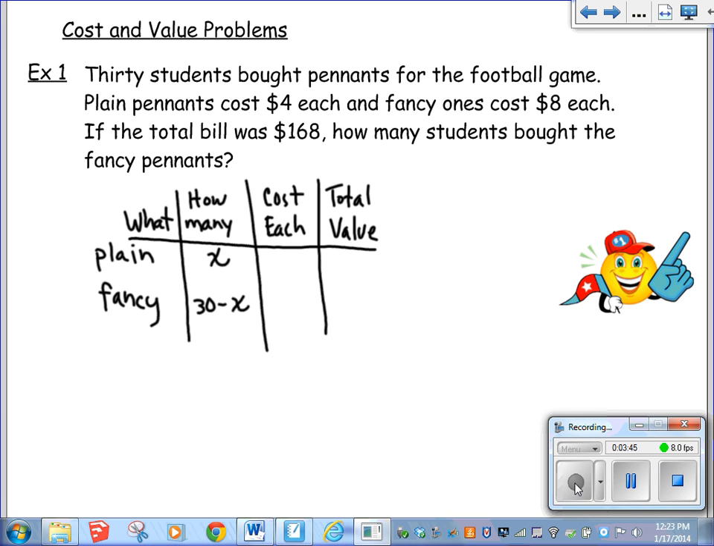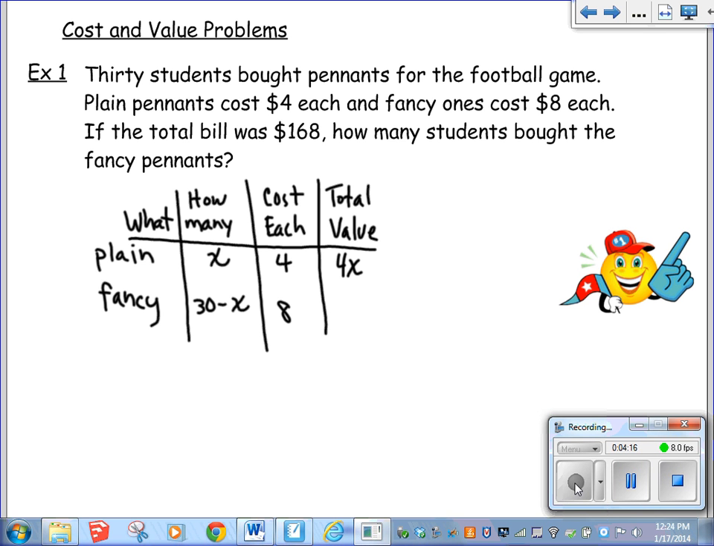Okay. How much do the plain pennants cost? Liam? $4 each. How much do the fancy pennants cost? Luke? $8 each. So if we know how many plain pennants are bought and how much they cost each, what's the total value of the plain pennants? Luke? 4X. Very good. 4x. Anyone have a question about that?